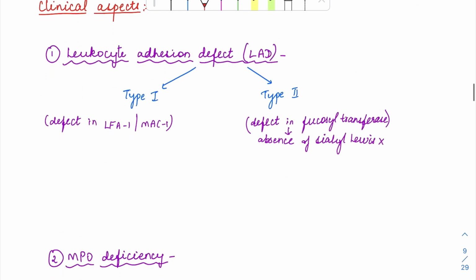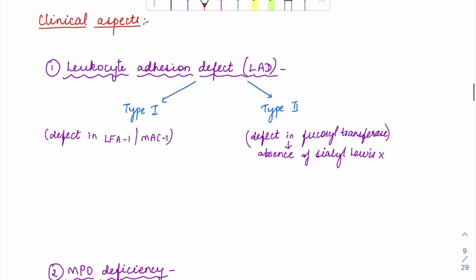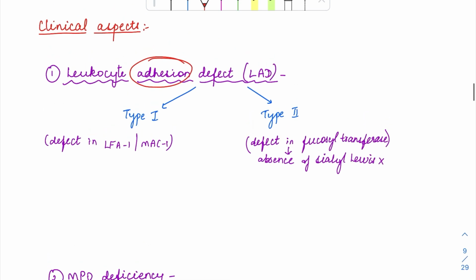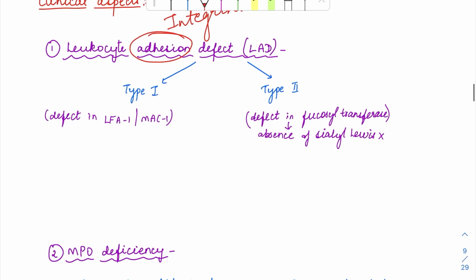So what are the clinical aspects related to acute inflammation? The first one will be leukocyte adhesion defect. So adhesion is going to be defective. Adhesion was one of the cellular events, right? Adhesion was mediated by the integrins. So this is the higher affinity kind of interaction. So some kind of integrin defect is going to be there.